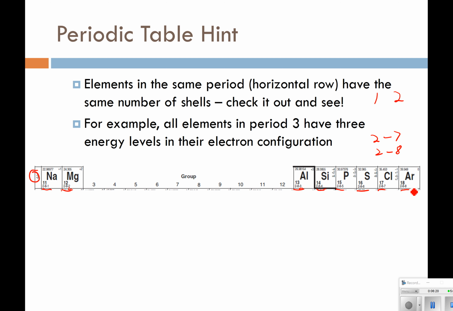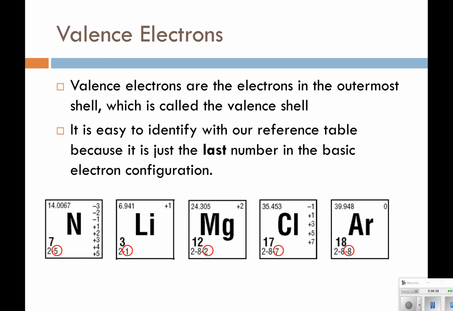And we can see that as we go from left to right, the last number here, 1, 2, 3, 4, counts all the way up until we get to 8, which will be an indicator that our valence shell is full. And we can see here with argon being a noble gas, all of our noble gases are going to have a full set of valence electrons. We'll talk more about that in a minute.